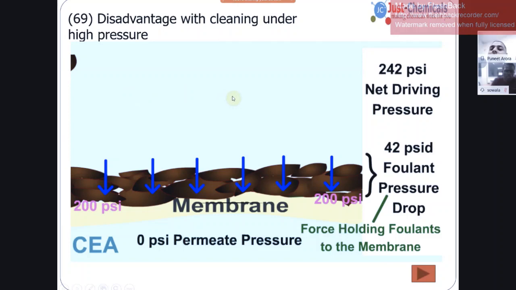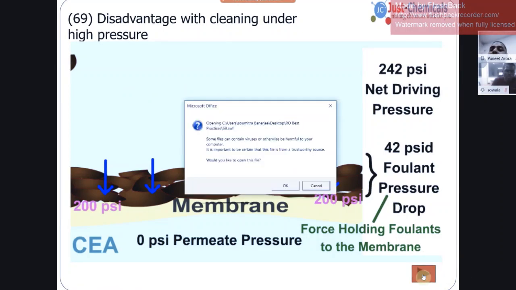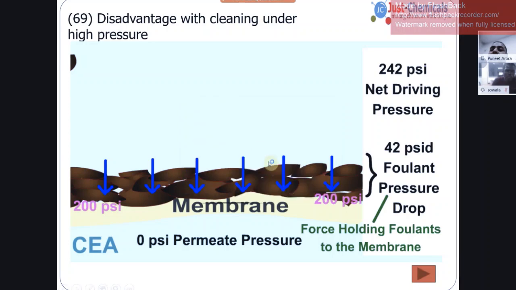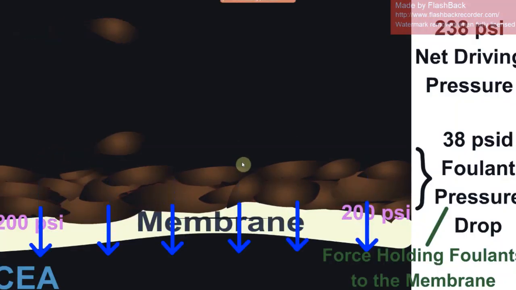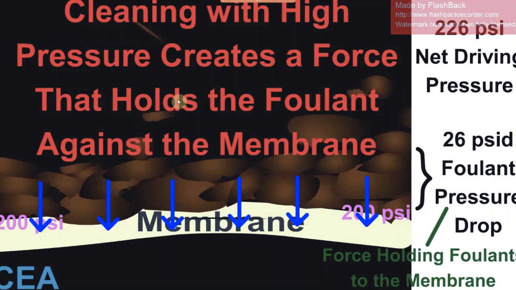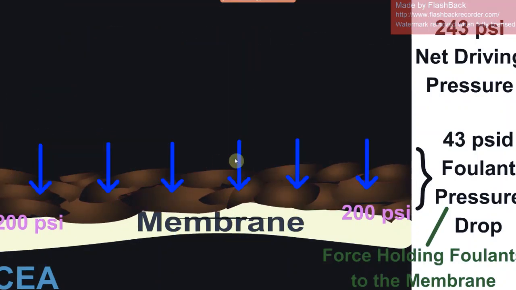Now cleaning has to be done under low pressure. If you do it under high pressure, then again the foulants get embedded in the system. Cleaning with high pressure creates a force that holds the foulants against the membrane.